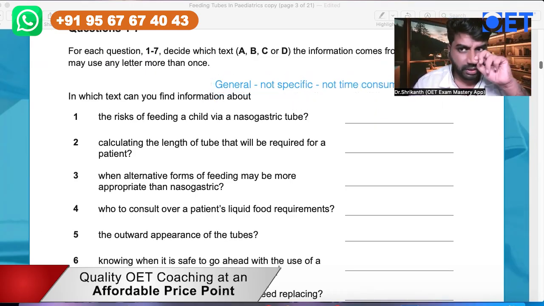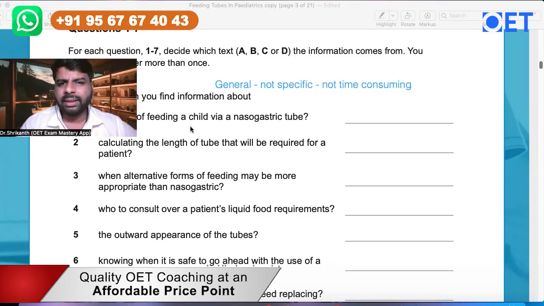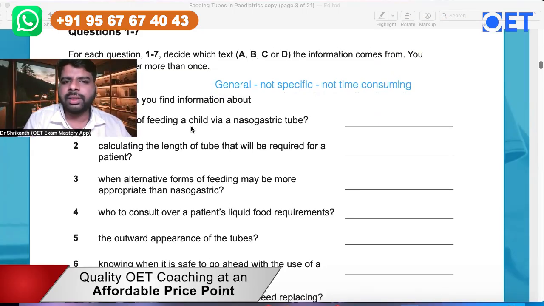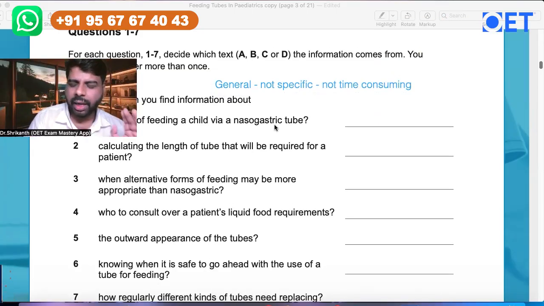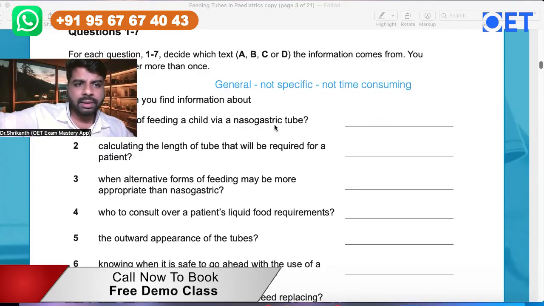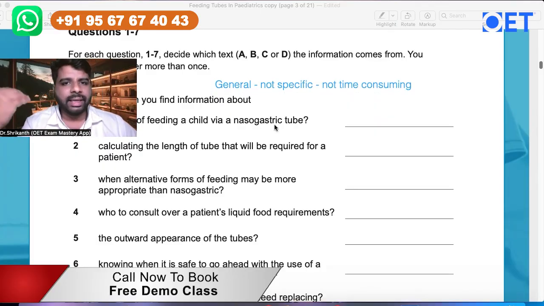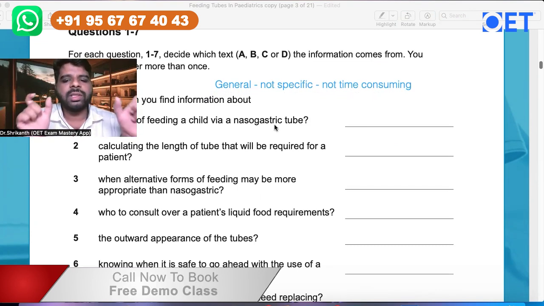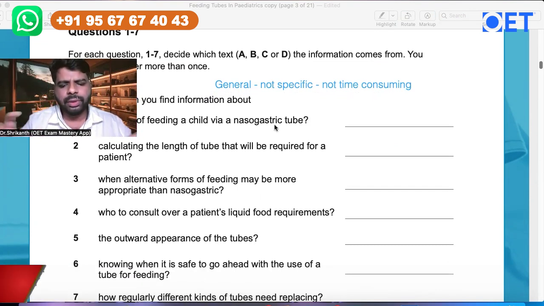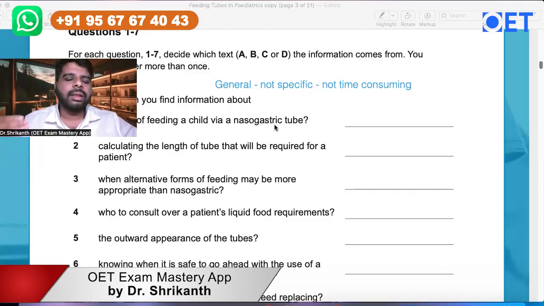So match the following questions over here. You need to understand that these are general questions because they're asking you to read the sentence and find out where this sentence is located. Is it located in text A, text B, text C, or text D? So they're not asking you a specific answer. They're asking you generally, where do you think this information is located? And therefore, these questions are not time consuming.